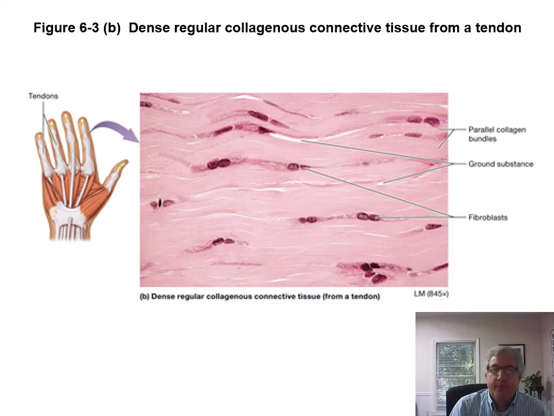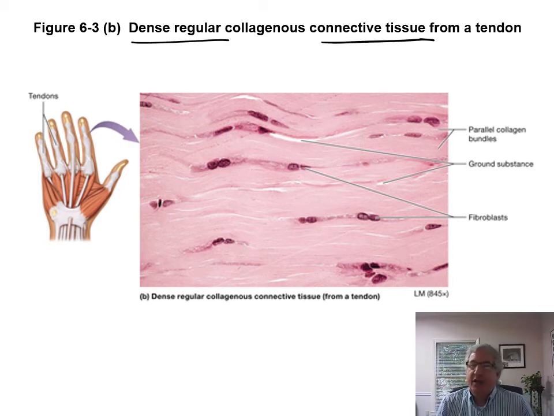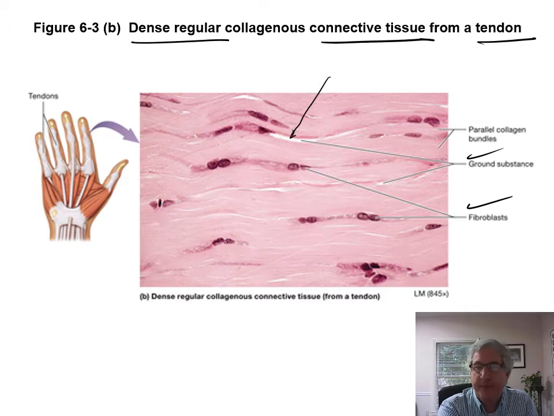Next slide. This is another picture out of your book with dense regular connective tissue. For some reason, they put the word collagenous in the middle of that. So dense regular connective tissue has collagen in it. This is a tendon here connecting muscle to bone. So you have fibroblasts, you can see those. This is pointing out the ground substance, these little white areas there.